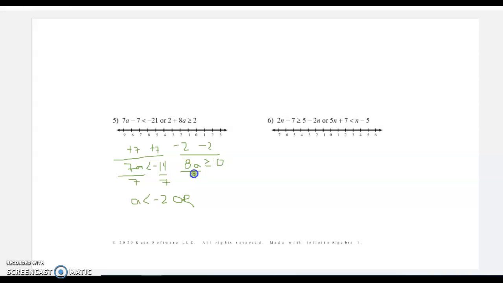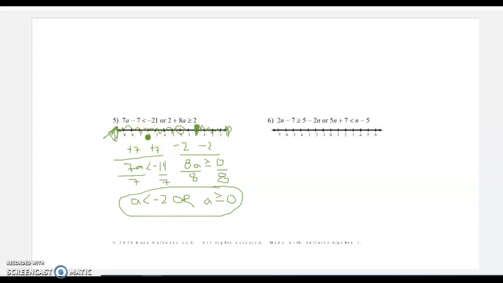To get rid of a multiply by 8, I divide by 8. So a is greater than or equal to 0. So again, there's my two possibilities. a is less than negative 2, so open dot at negative 2, shaded to the left. Or a is greater than or equal to 0, so closed dot at 0 because 0 is included because of the equals, shaded to the right.